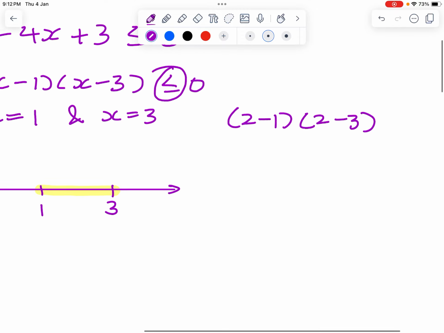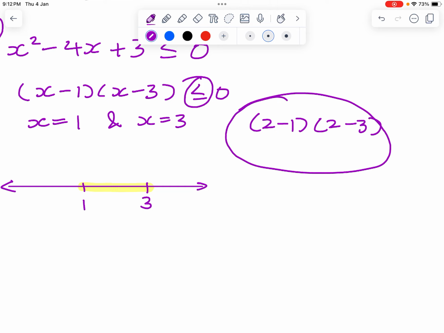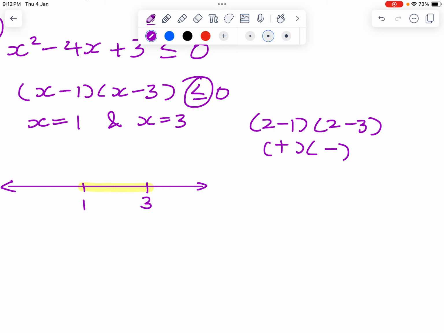Here, if you want to be quick, you can just find whether the value is going to be positive or negative. You don't need to find the exact value when you plug in x as 2. You just want to find whether it's positive or negative. So 2 minus 1 is a positive number, and then 2 minus 3 is a negative number, and when I multiply them, I get a negative. So I can just put it on top here that from 1 to 3, the number is negative.